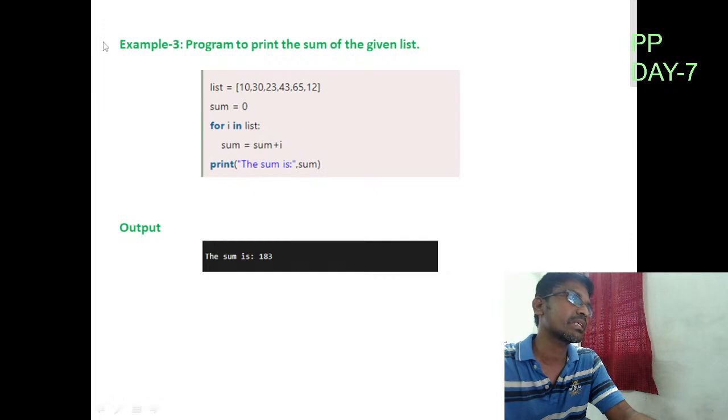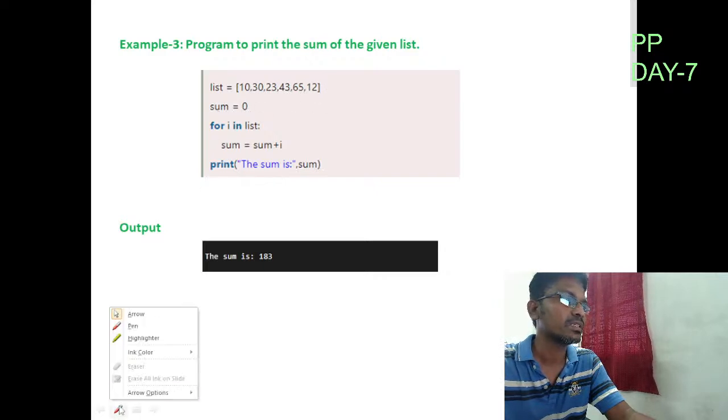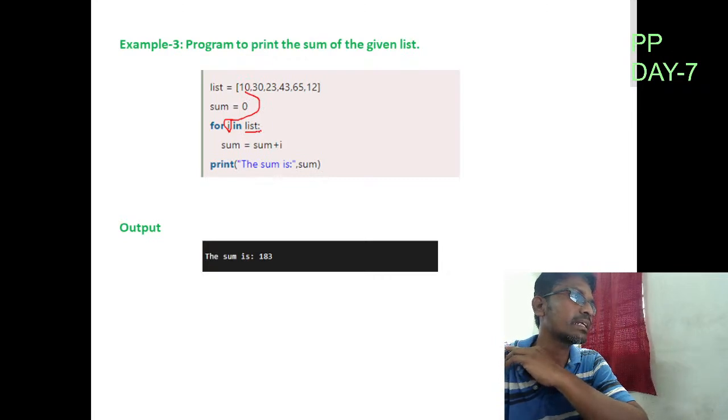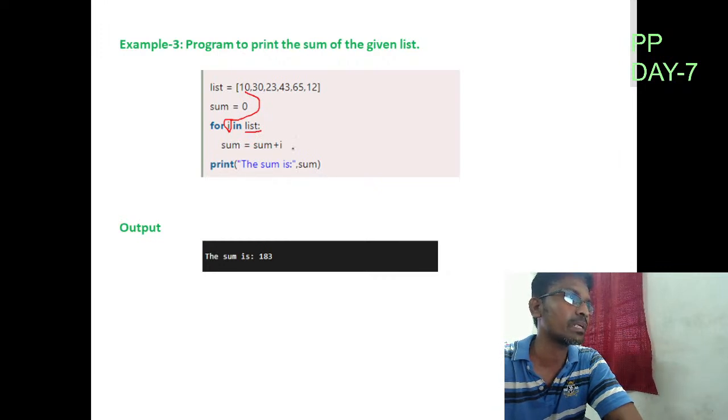So next is the next example. List is equal to 10 comma 30 comma 23, 43, 65 and 12, and initially sum is equal to 0. So then for I in list, so what is the I here? It is an iterable variable. So the iterable variable will be collected from the list. So what is in the list here? 10. So the 10 is there in the given list. So then it will perform sum is equal to sum plus I, that is 0 plus 10. So I got the sum is equal to 10.